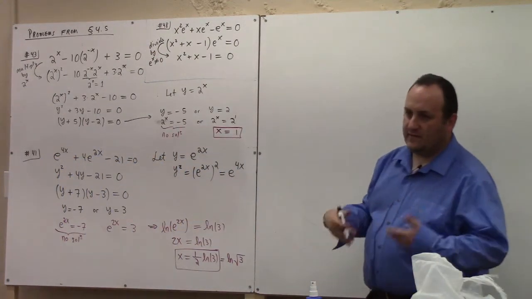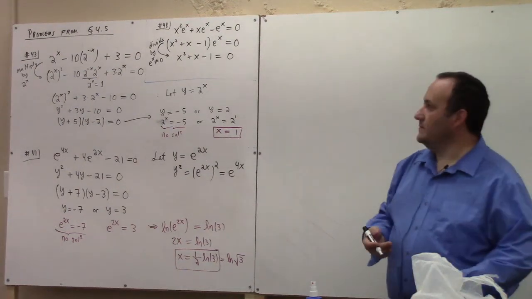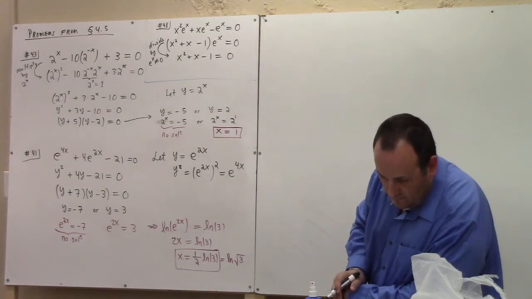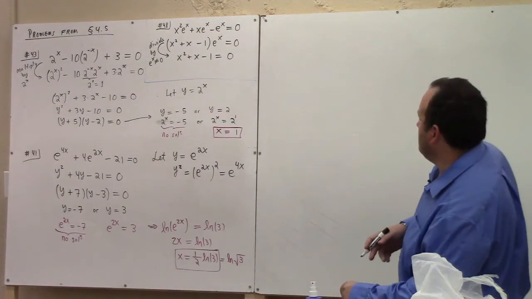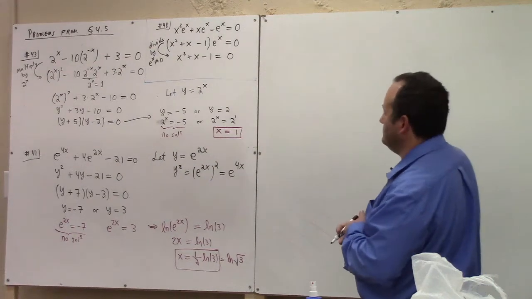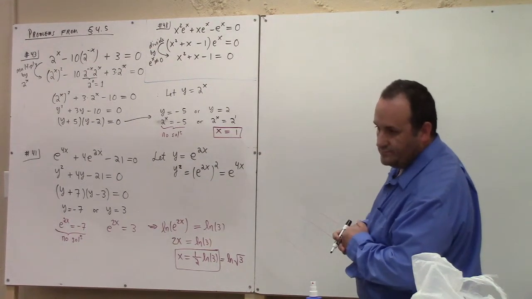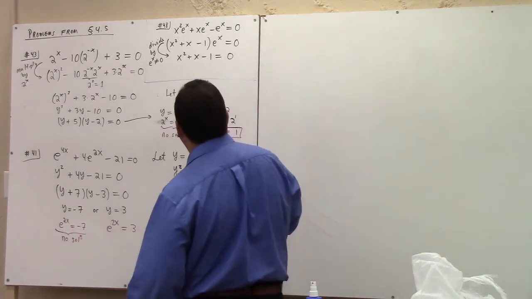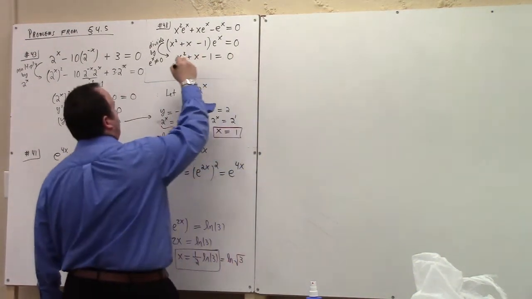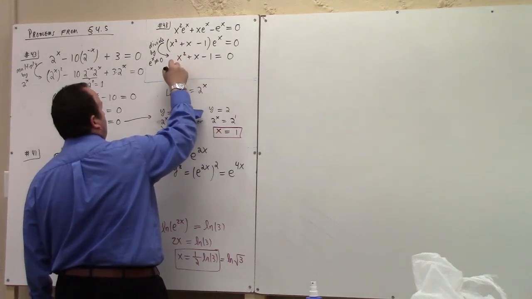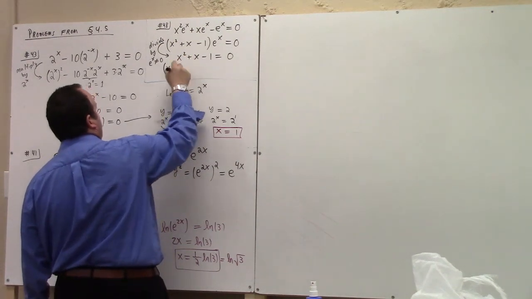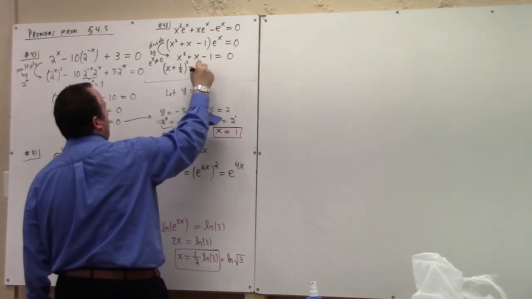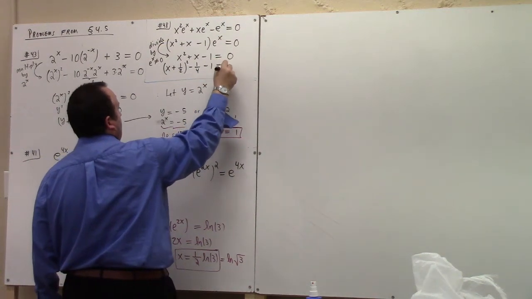How do you solve x squared plus x minus 1 equal to 0? Yeah, complete the square, I think. I don't think I can factor this one. So this is x plus 1/2 squared, right? And then minus 1/4 minus 1 equal to 0.